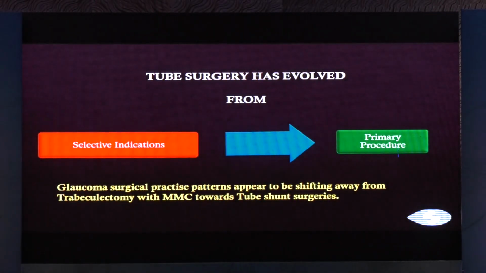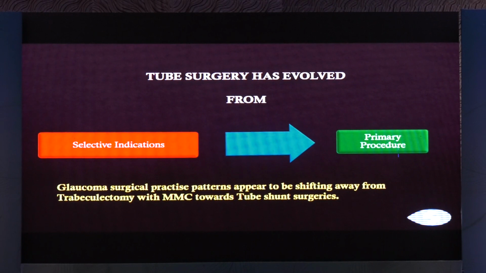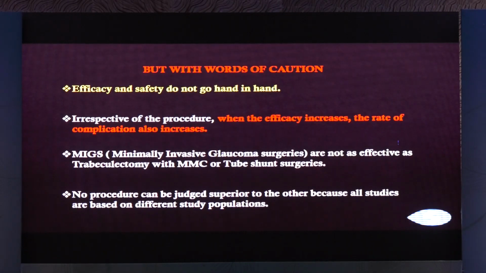What I want to say is that there is a tendency for tube surgery to evolve from a very selective procedure with selective indications to a primary procedure. The glaucoma surgical practice pattern appears to be shifting away from trabeculectomy with mitomycin C toward tube shunts. But this is with a caution. Efficacy and safety do not go hand in hand. Irrespective of whatever procedure you do, when the efficacy increases, the rate of complications also increases. That is what is occurring so far.